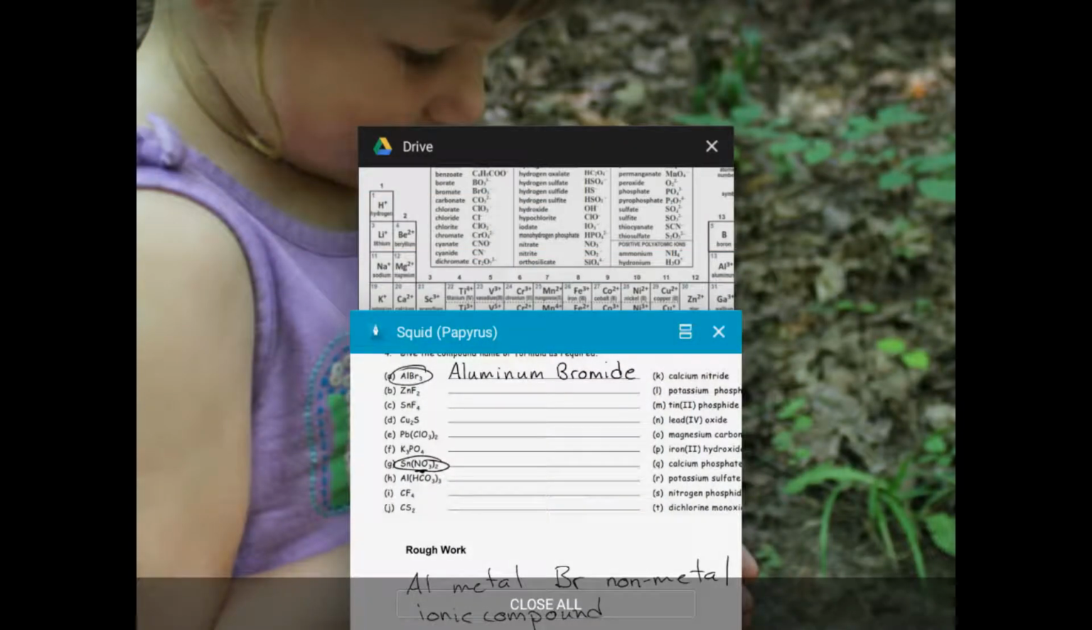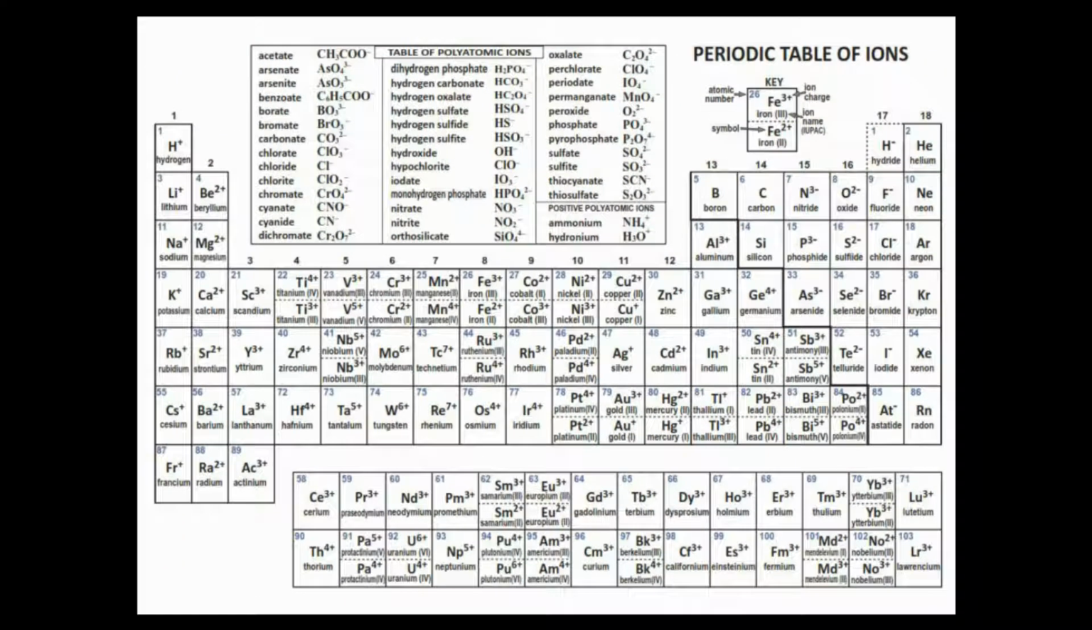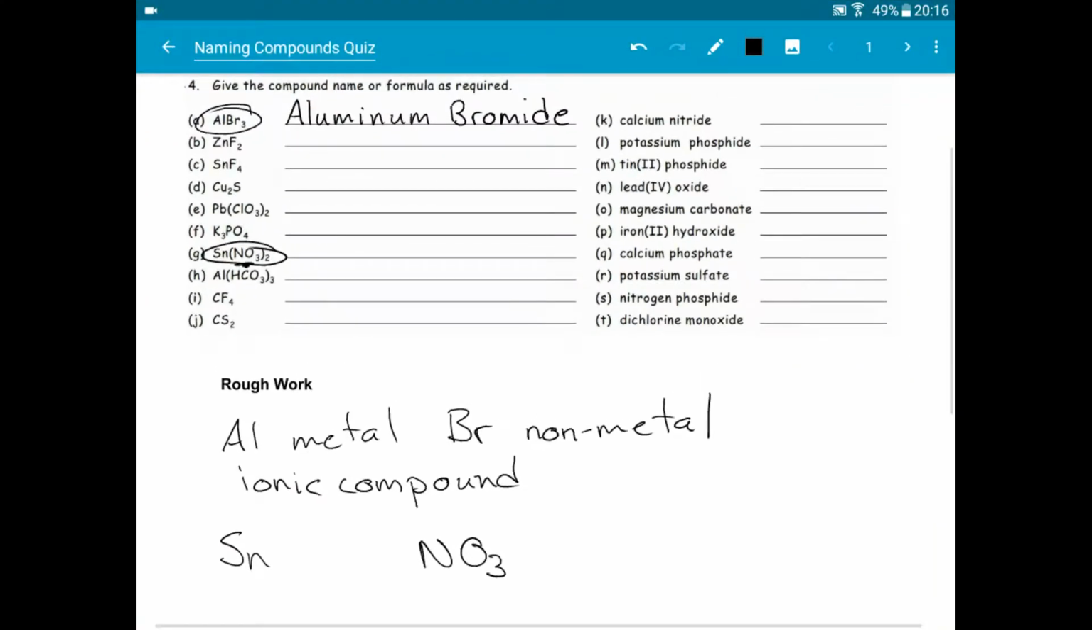And we're just going to go back and look at the periodic table, and we're going to look for tin. So tin's right here. Hopefully you can see my little pointer. And tin can be +4 or +2. So we have to decide which one is present in this compound. So I'm just going to write 4+ or 2+. We've got to decide which one we have.